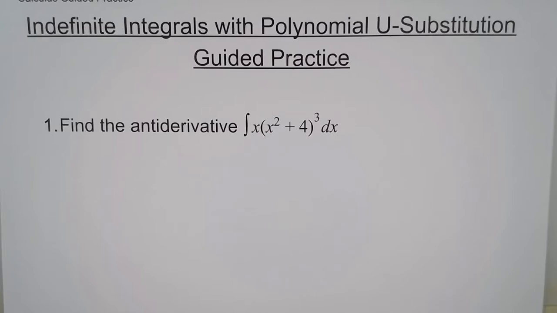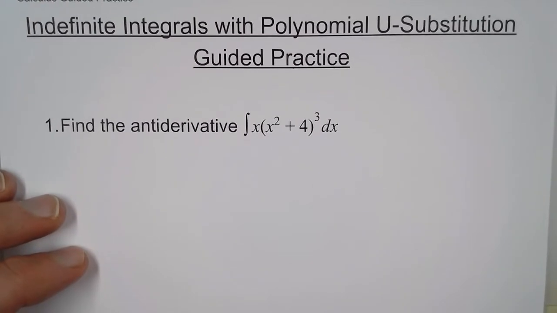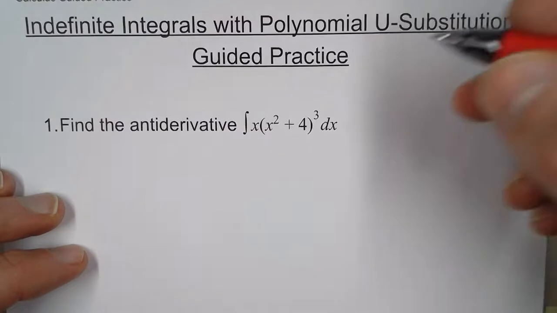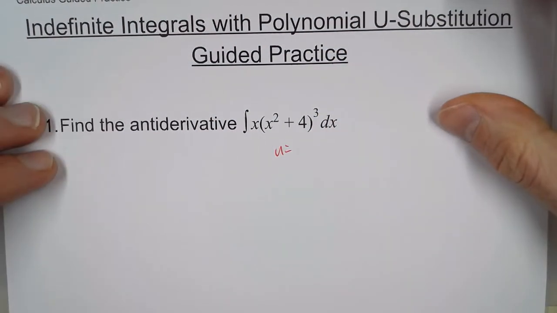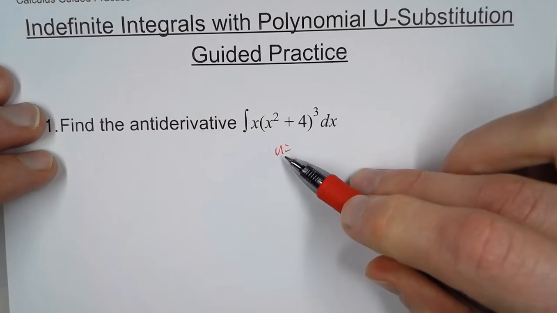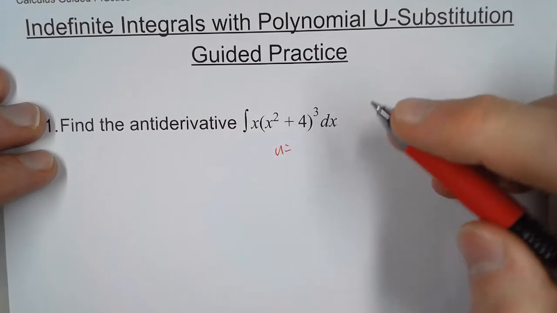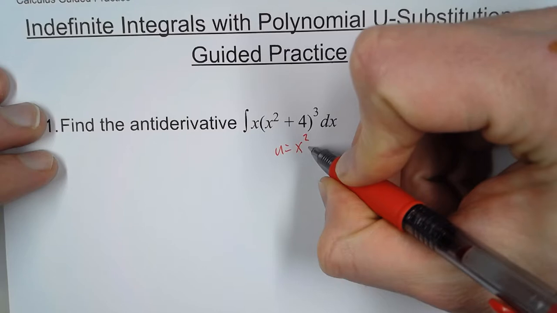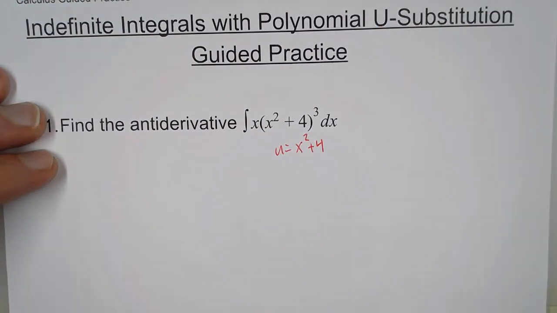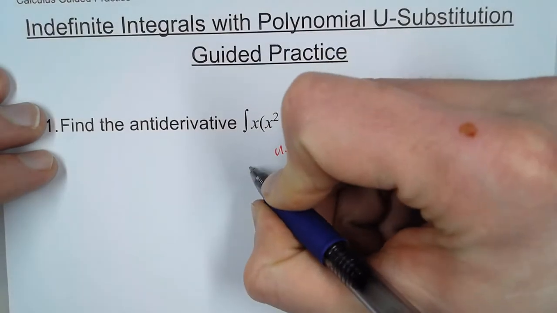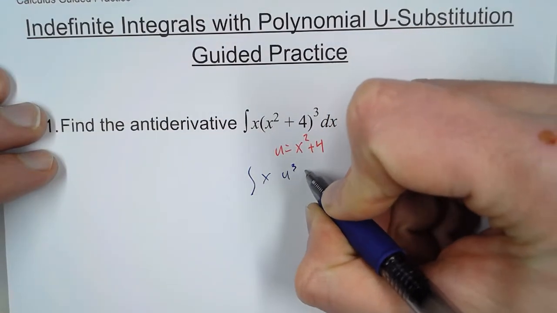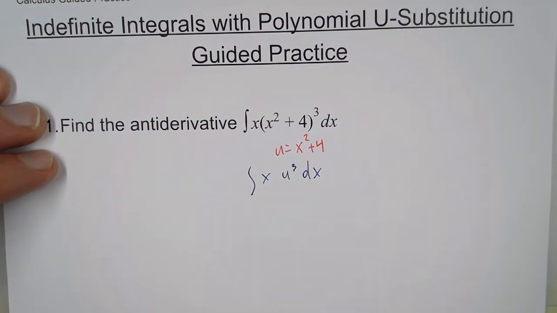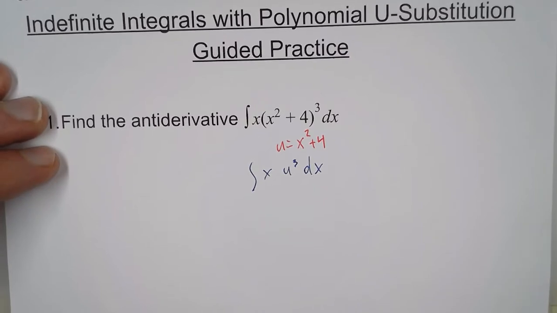So let's get started. With this first example, we have x times x squared plus 4 to the third power. Now U substitution is really just chain rule backwards. So U is just identifying what is the inside function, which for this problem is going to be x squared plus 4. So when we rewrite this, we take out x squared plus 4 and put U in its place. So it's x times U cubed dx.